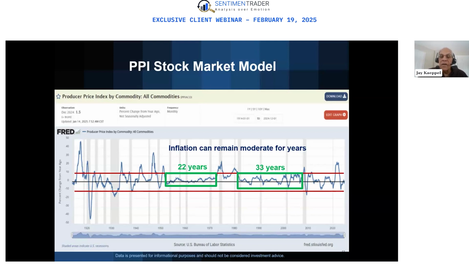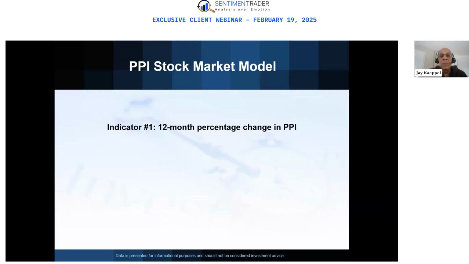And on the far right-hand side, you see a spike back in 2022, where that spike in inflation was the primary driver of the bear market in 2022. So you never know which factor is going to take the wheel. That's why I pay attention to most of them. So let me just give you a quick rundown.